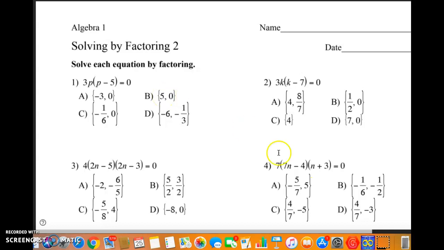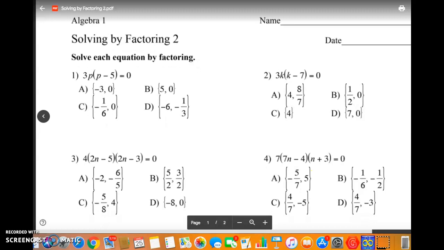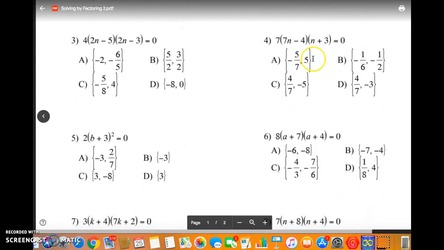Some of these are a little trickier, some of these are a little easier. If you look at number 4, this 7 in front we do nothing with, so that means nothing for our answer. But inside we get an answer here and an answer here. So we'll do the easier one first. If n plus 3 equals 0, you subtract 3 and you get n equals negative 3. Oh look, there's only one negative 3, so this is our answer.